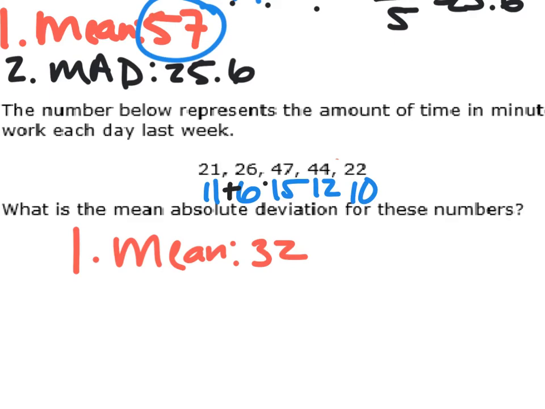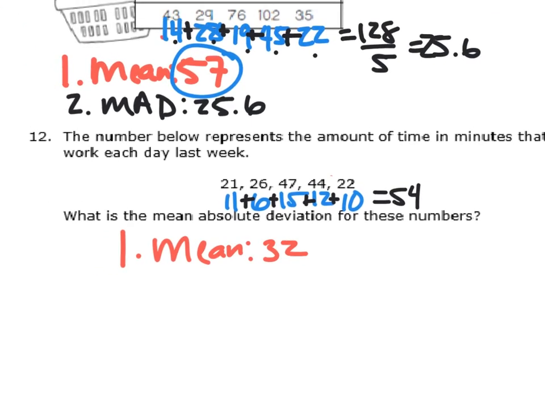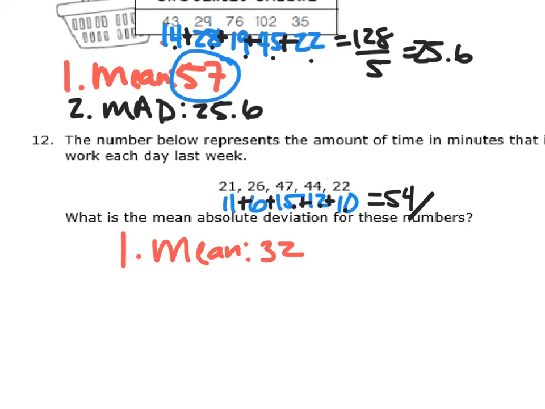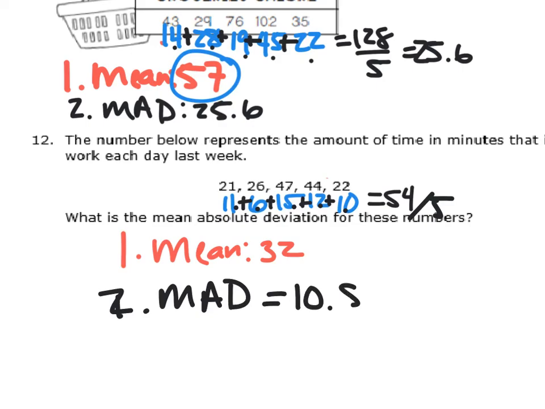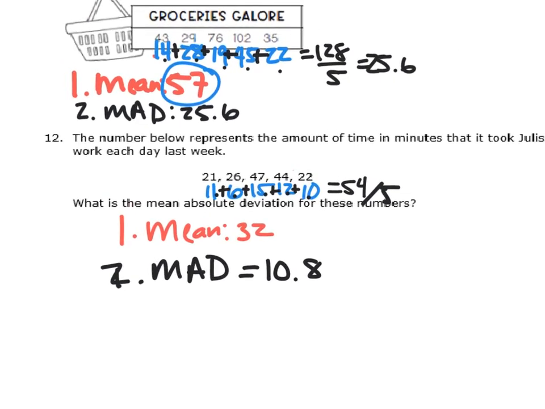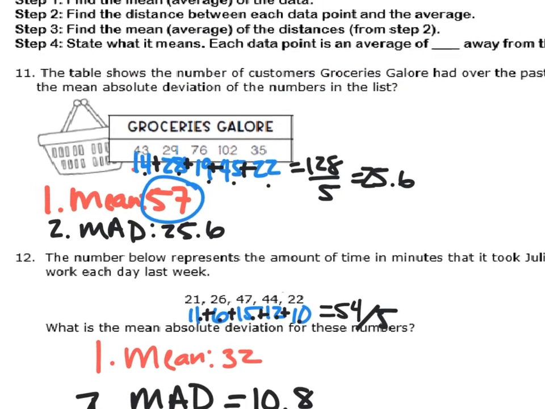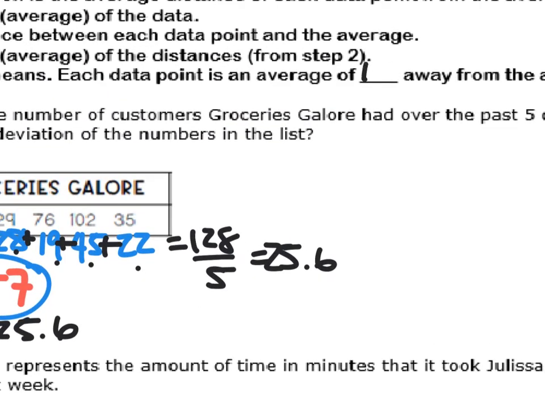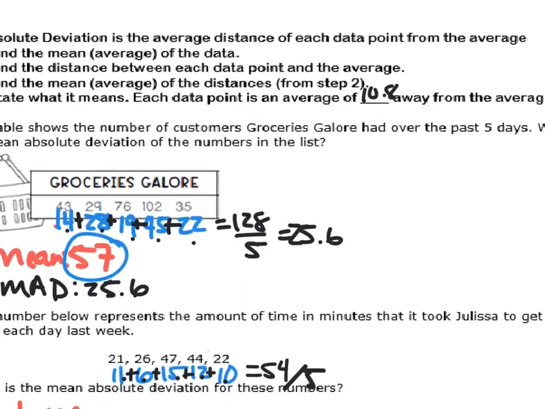My next step to find my mean absolute deviation is to add these together. 11 plus 6 plus 15 plus 12 plus 10, and I get 54. Then we're going to divide by however many numbers we have. So divided by 1, 2, 3, 4, 5. And we get my mean absolute deviation, which is 10.8. So this means that each data point is an average of 10.8 away from the average for this one.